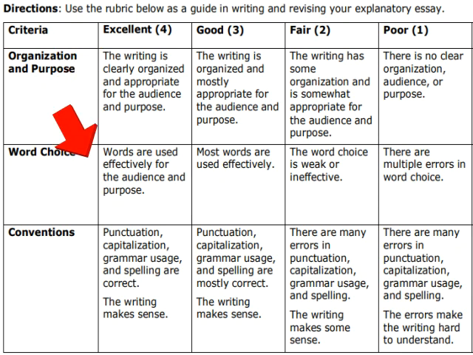The next section says words are used effectively for the audience and purpose. I want to make sure I'm writing with complete sentences. I want to make sure I get information from the story itself, from what I've learned and read. The last section says punctuation, capitalization, grammar usage, and spelling are correct. The writing just makes sense. So I want to ensure that when I go through this writing process, I don't skip that section that says revise. I don't skip that section that says edit. I want to make sure I go back in and look at my ideas and make them as perfect and ready as possible for that final published draft that you'll be turning in to your teacher.